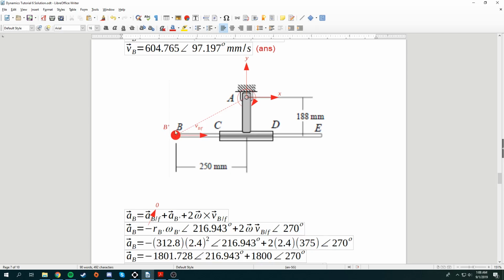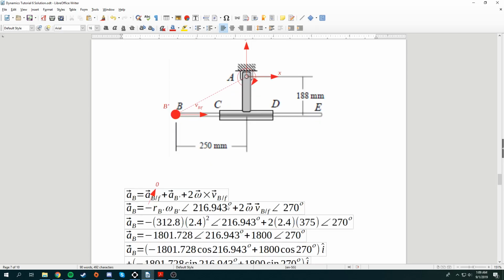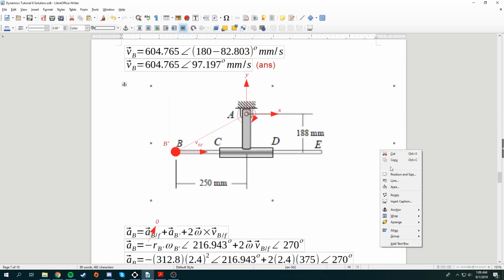Just imagine I glue a sticker over here and fix the length, and it will only move in a circular motion. Since it's moving at a constant angular velocity, there will be no tangential acceleration, and hence it's circular motion only. There is no linear acceleration of B prime. So B prime is just centripetal acceleration.